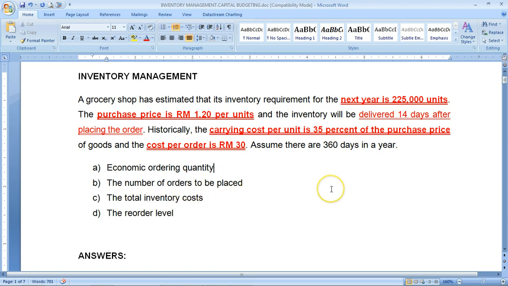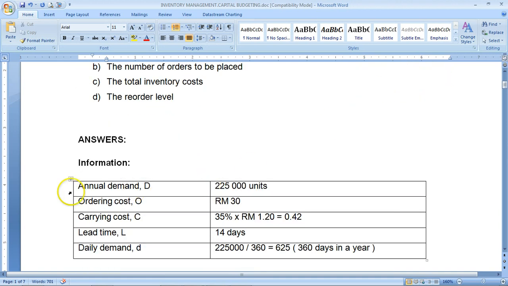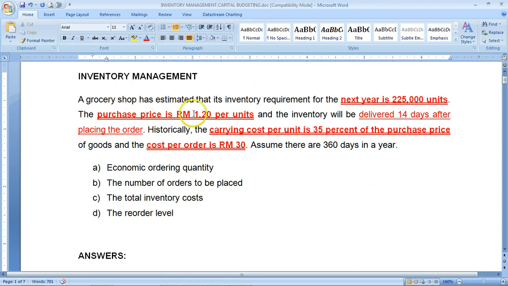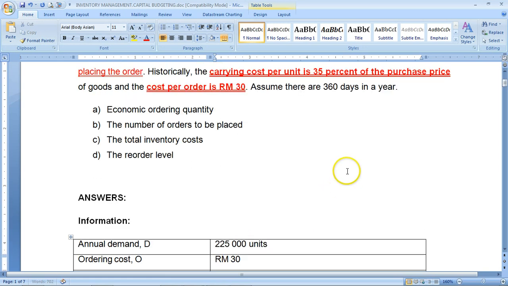But before you start to calculate, I want you to extract the information. First, what did you highlight just now? Next year is 225,000 units. This is your D, annual demand, 225,000 units. Next, the purchase price is RM1.20 per unit. As I said, it is used to calculate the carrying cost. How many percent, class? 35% of the purchase price. So your carrying cost is only RM0.42.